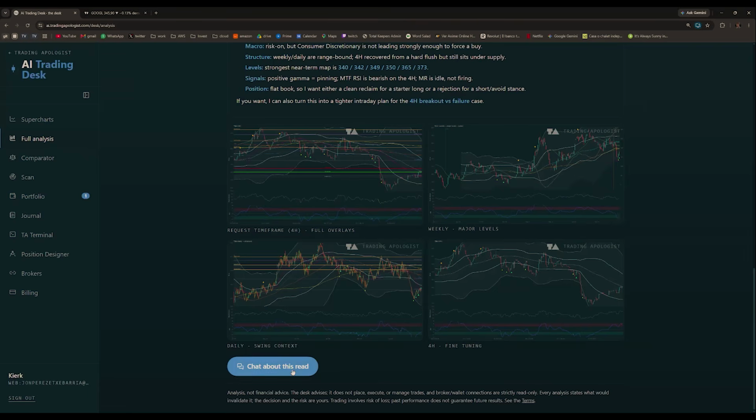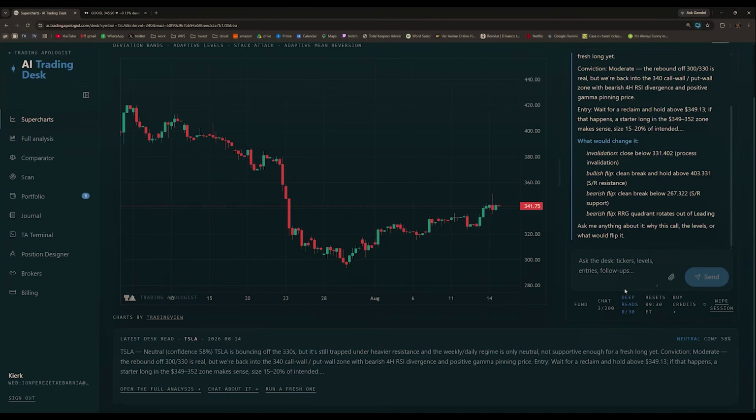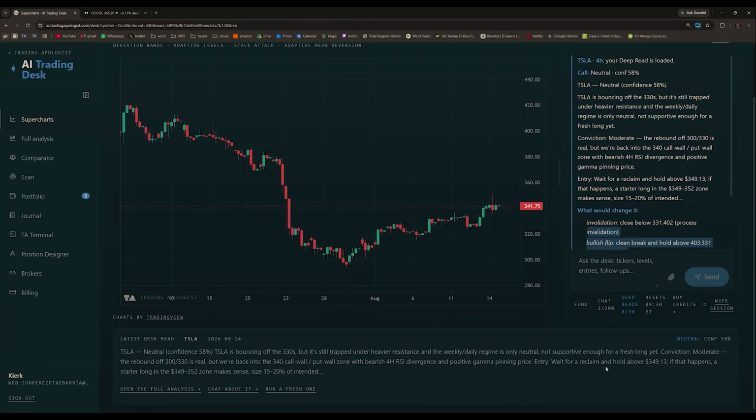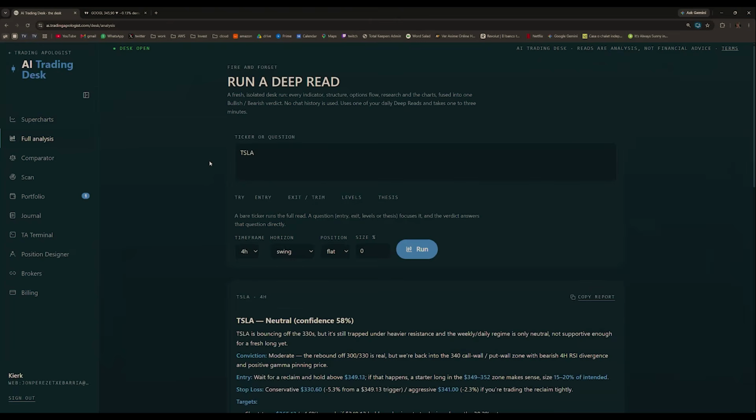You will see that you can chat about the read, and you will bring Tesla and your context in case you want to continue the conversation, right? Because you might want to know, like, hey, what happens with the bearish flip, right? I want to talk about it. I want to know more. So these would be the full read versions. These are, let's say, one and done. If you want to talk more about them, you take them to the chart.